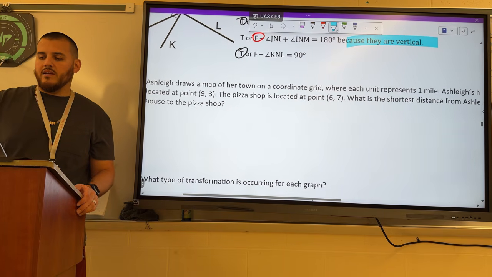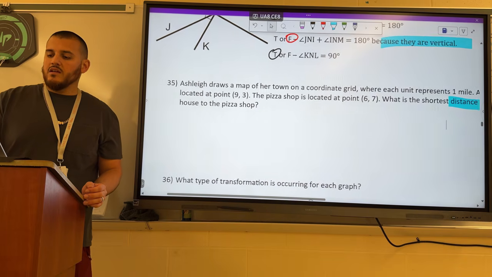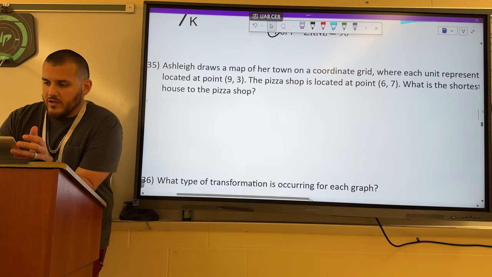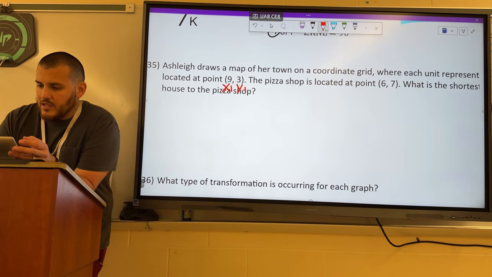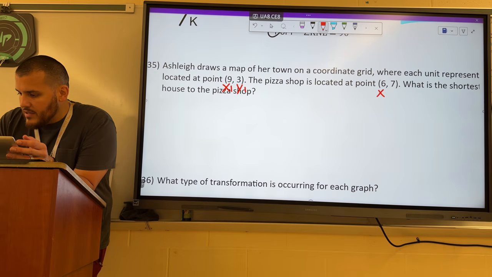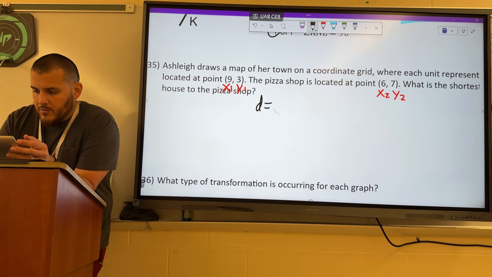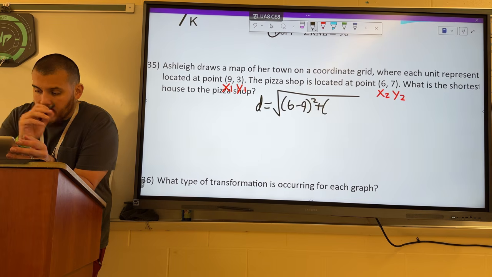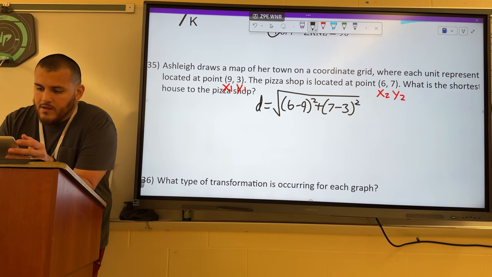Well, the key word there is distance. This question is just asking us to do a distance formula with the coordinates that are involved here. I'm gonna label the house as x1, y1, the 9 and the 3, the pizza shop as x2, y2, and I'm gonna plug those into my distance formula. The square root of x2, 6, minus x1, which is 9, squared, plus y2, which is 7, minus y1, which is 3, squared.